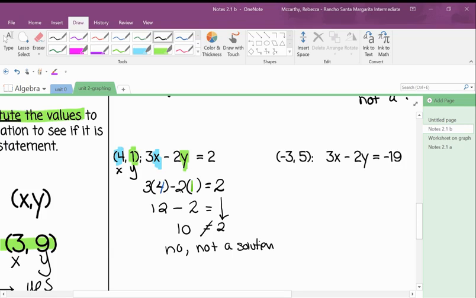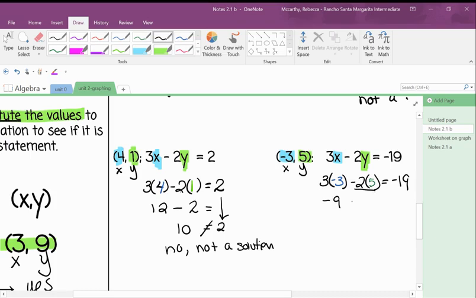Just making sure I do that right. Okay, didn't drop a negative or anything. Okay, here I have an x and a y. I'm making my x blue and my y green, just to show you what I'm substituting. And 3 times my x number minus 2 times my y number, and the other side is -19. So I'm plugging in -3 for x. I'm plugging in 5 for y, and I have -9.